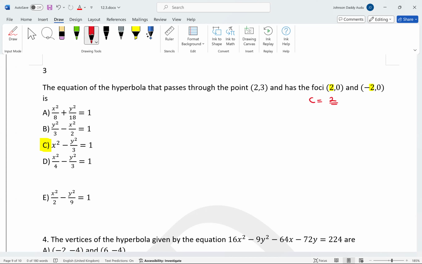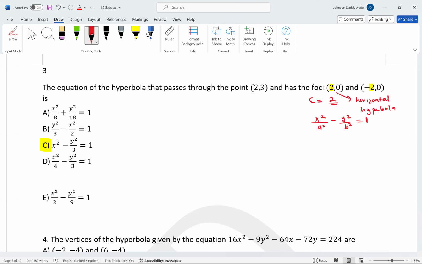And not just that C is equal to 2. This also tells us that we are dealing with a horizontal hyperbola. So which means that we're supposed to have something like x squared over a squared minus y squared over b squared is equal to 1. Okay.